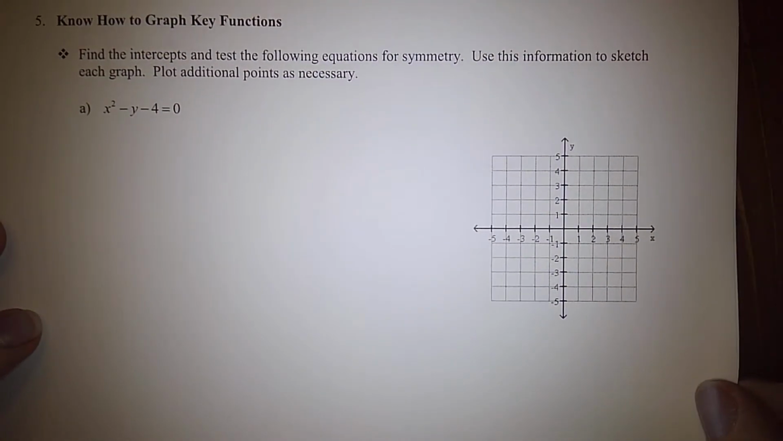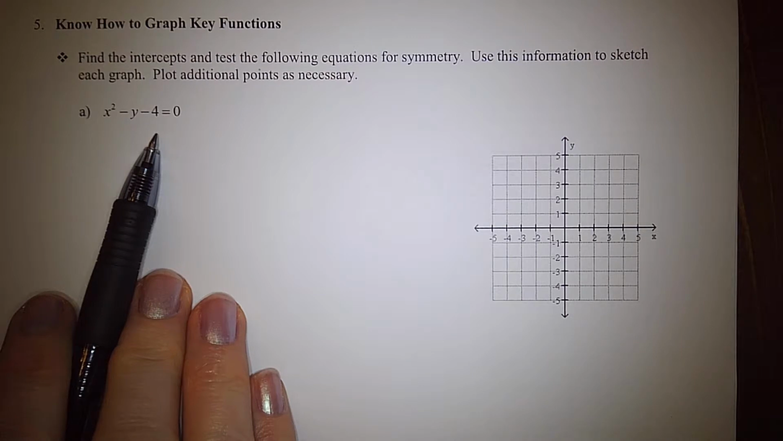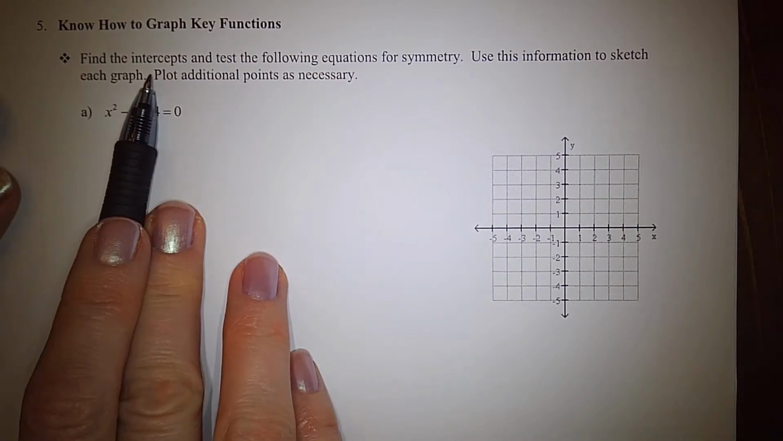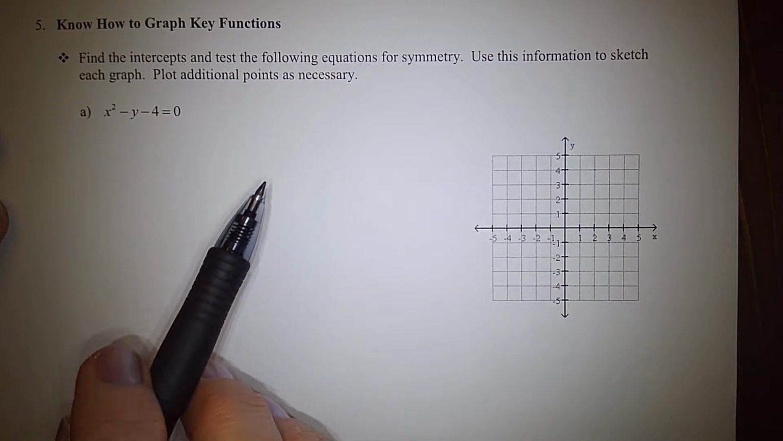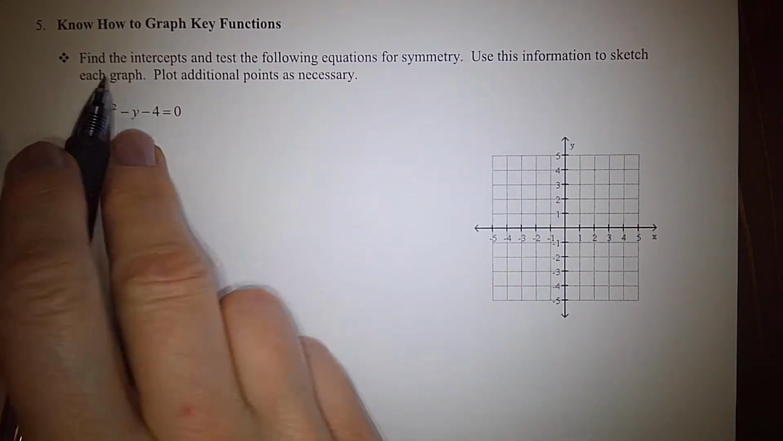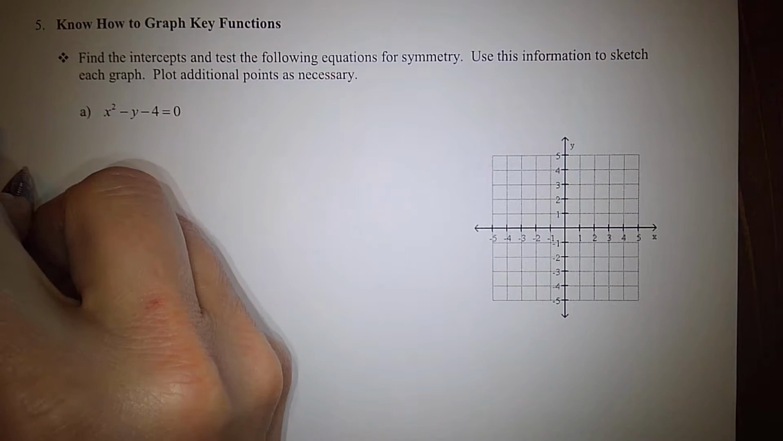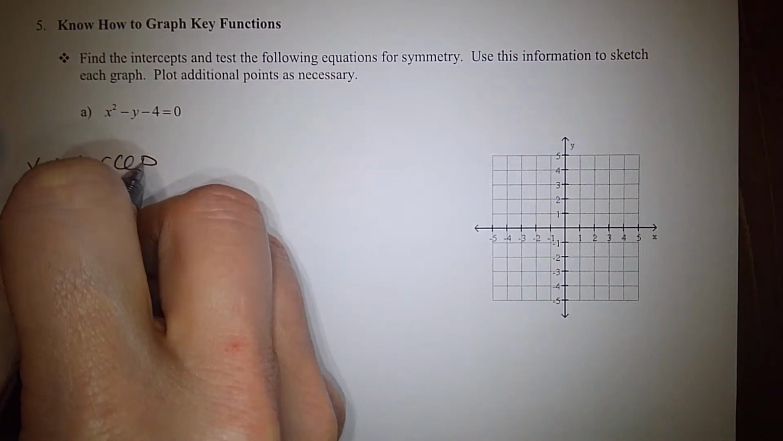All right, so let's try to put it all together now. So I've got an equation at the very top, and it's asking me to find the intercepts and then also test the following equation for symmetry. So I'm going to do both parts to be able to graph it. So the first thing I'm going to do is first find the intercepts. So let's find the x-intercept.